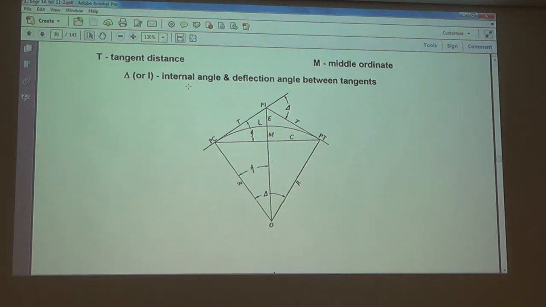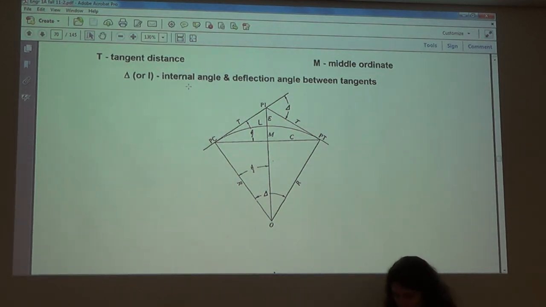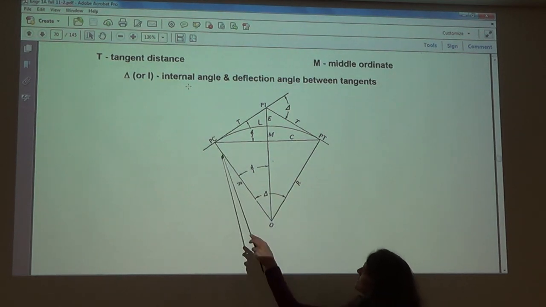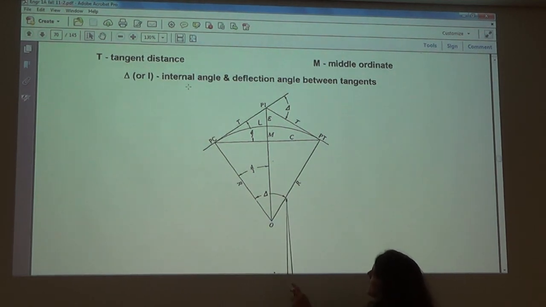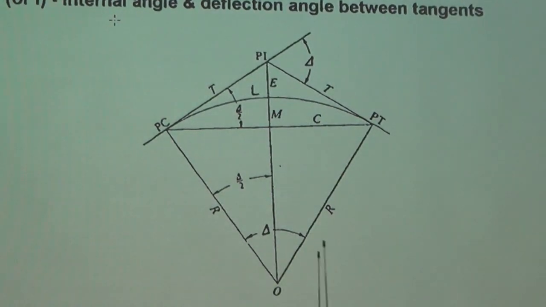Okay, a little of it aside, we're going to look a little bit at geometry. It's always so finicky. Okay, you see, here's a radius, and here's a radius, and the angle between those two radii is delta.